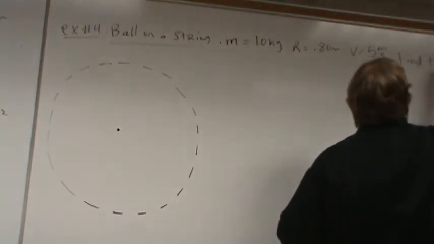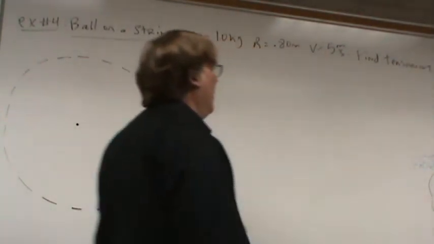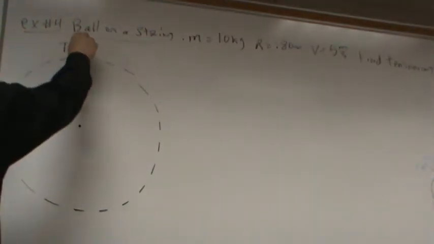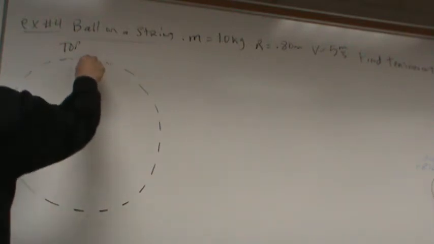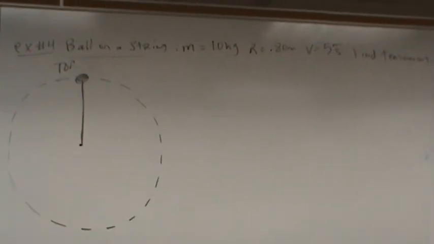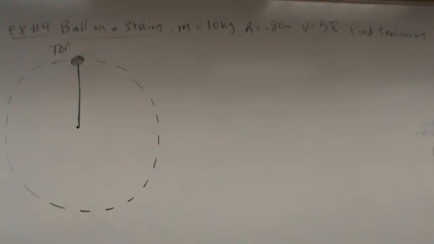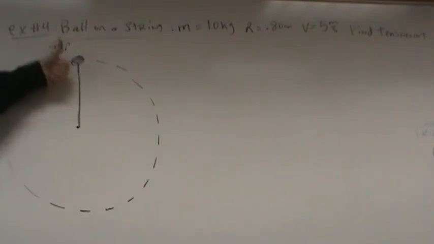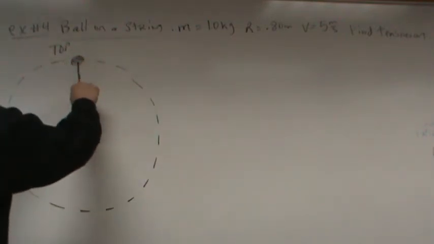I'm going to do the top. So here's my ball. Here's the string. Tell me, what's the direction of tension? Is it up? Where's the string? Down. Yeah, if the string is below the ball, it can't be up, right? My string can't exert a force because it would go slack. So the tension is down.